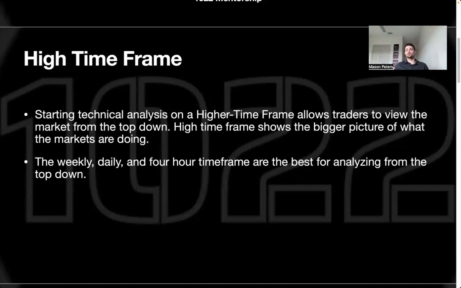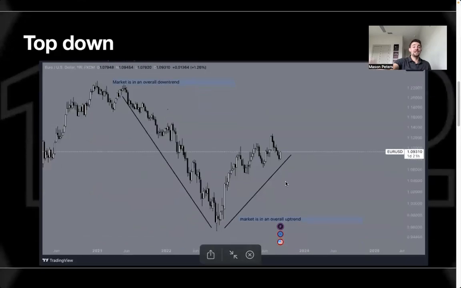High time frame shows the bigger picture of what the markets are doing. The weekly, daily, and 4-hour time frame are the best for analyzing from the top down. So we're gonna mainly stick to that 4-hour, 1-hour, daily. And we're gonna really go over price points, and we're gonna go over how top-down analysis can help lead you into 1-hour analysis and 15-minute analysis. So I did put a picture of EUR/USD top-down analysis on the weekly all the way down to the 4-hour. So I'm gonna go ahead and show you guys that real quick.